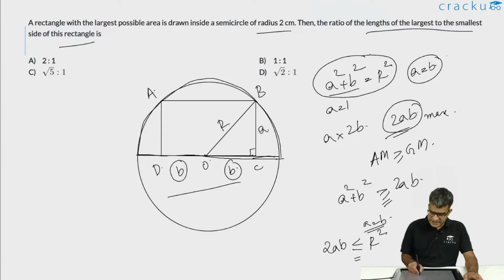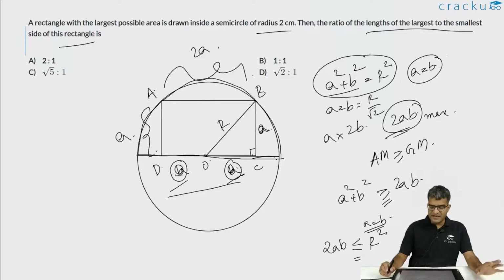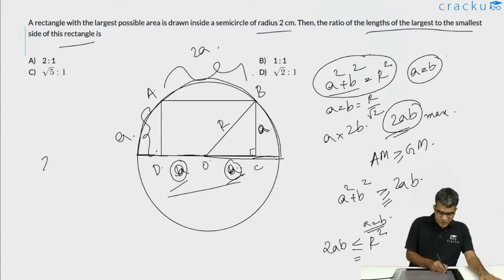In that particular case, A is equal to B is equal to R divided by root 2. So the breadth of the rectangle is A, the length of the rectangle is 2A, because this is A and this is A. So the ratio of the largest side to that of the smallest side is 2:1. So the answer for this question is option A.